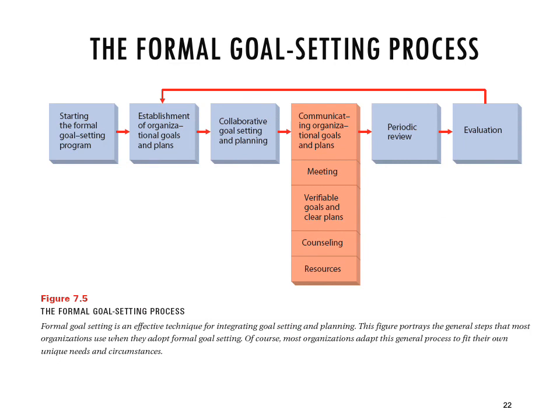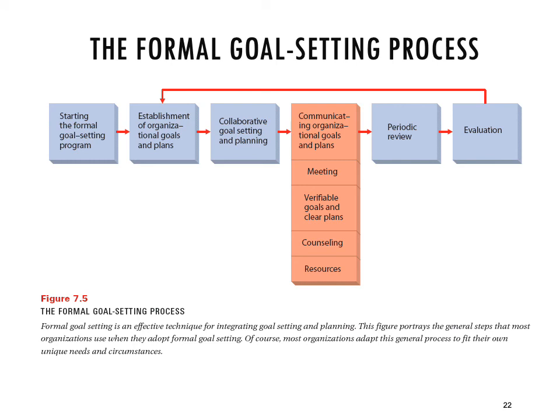This figure explains the formal goal setting process. So what is the formal goal setting process? The formal goal setting process is an effective technique to integrate goal setting and planning. This figure gives us a description of the general steps that most organizations use when they adopt formal goal setting. And of course, most organizations have to adapt this general process to fit their own unique needs and circumstances. So, first step is to set up the formal goal setting program. After they have already set up the program, they have to establish organizational goals and plans.